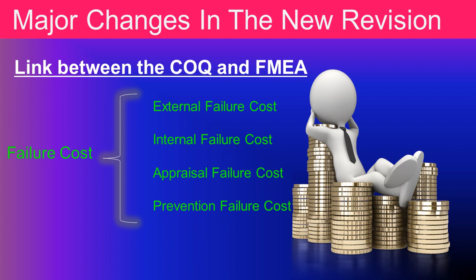Hence, during new product and process development, the current cost of quality will be the baseline. And if the team decides to improve the cost of quality, then more robust current prevention and detection controls have to be developed.